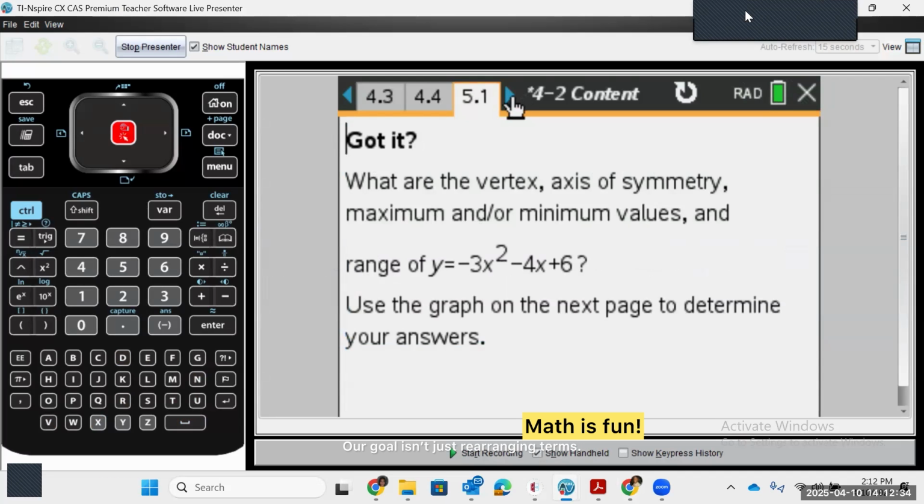Our goal isn't just rearranging terms. It's understanding what the function reveals. Stay focused. This is where math becomes visual and meaningful.